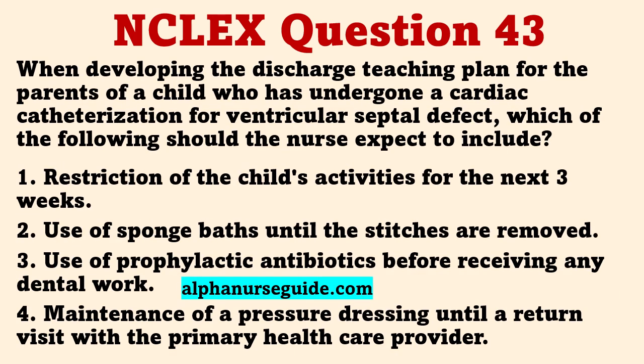When developing the discharge teaching plan for the parents of a child who has undergone a cardiac catheterization for ventricular septal defect, which of the following should the nurse expect to include? 1. Restriction to child activities for the next 3 weeks. 2. Use of sponge baths until the stitches are removed. 3. Use of prophylactic antibiotics before receiving any dental work. 4. Maintenance of a pressure dressing until return visit with the primary healthcare provider.